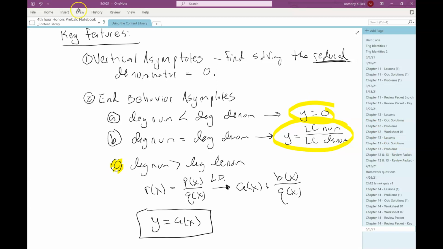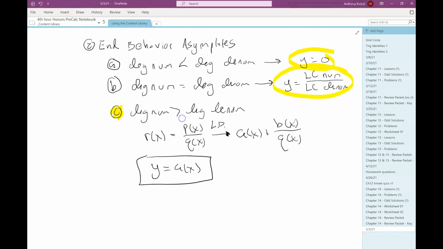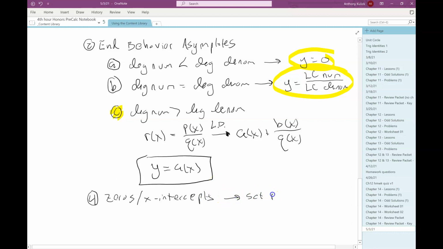Okay, next up is the zeros for the function, or you could call them the x-intercepts. Use those two terms interchangeably. How do you find those? We set the reduced numerator equal to 0 and solve.